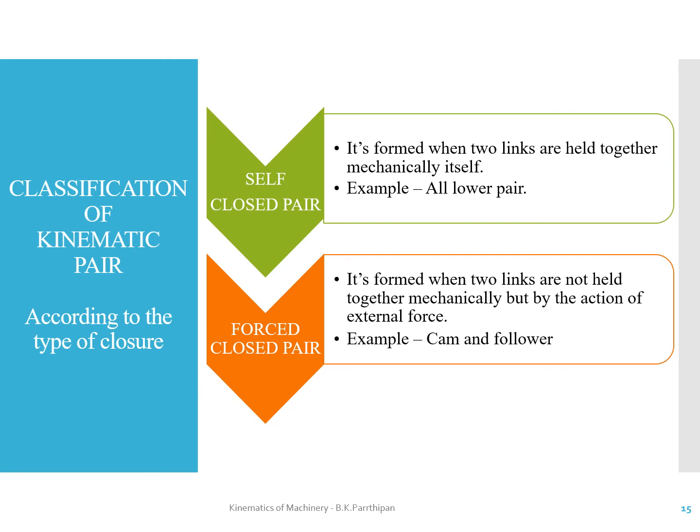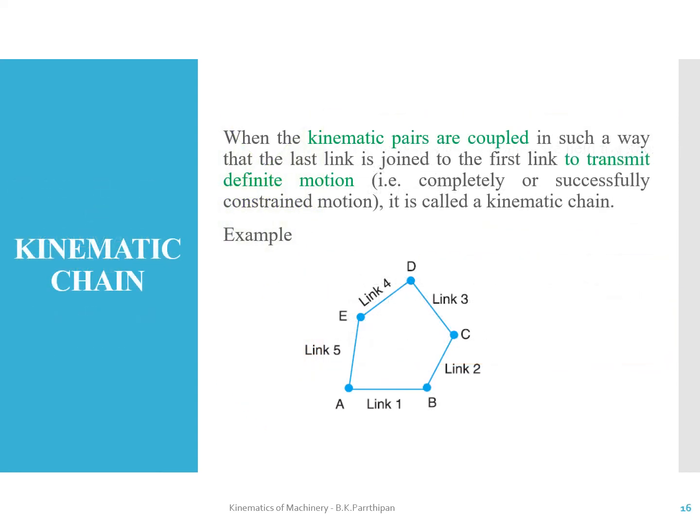So as of now, we have seen what is meant by a kinematic link, the different types of kinematic links, and the different types of motions in a mechanism. Later we defined kinematic pair and classified kinematic pairs. Now let's go to the kinematic chain. When kinematic pairs are coupled in such a way that the last link is joined to the first link in order to transmit the motion, it is known as a kinematic chain.